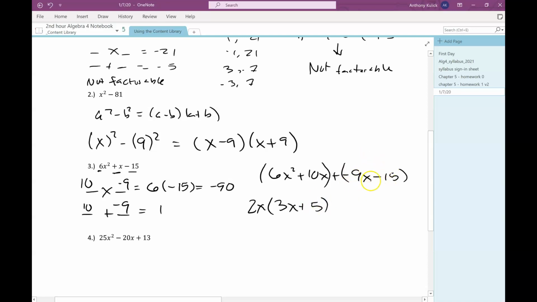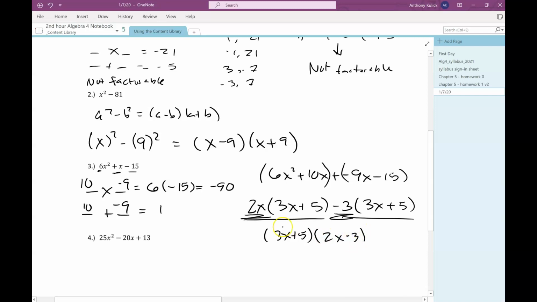Similarly, in the second group, I can take out a -3. So that becomes 3x plus 5. And then if I look at each of these, they both have a 3x plus 5 in common. That leaves me with just the 2x minus 3. And there's my factored result.